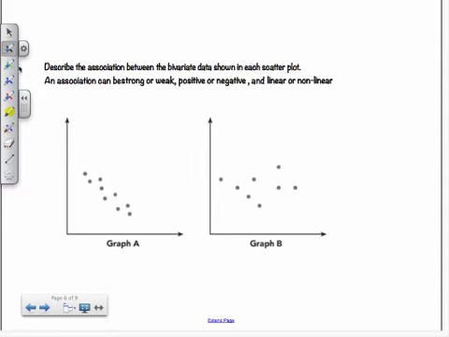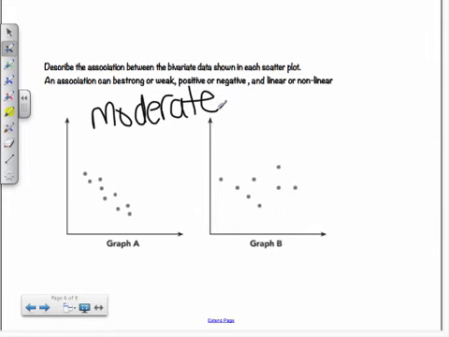So this one right here, I would say that this association right here is moderate. It's not strong and it's not weak. It's not in a perfectly straight line, but it's not totally scattered. So we would say that this is moderate association. And we look at the direction that the graph is going. This is going down, so we would say that it is negative. And lastly, it looks like it is in the general pattern of a line, so we will say that it is linear.